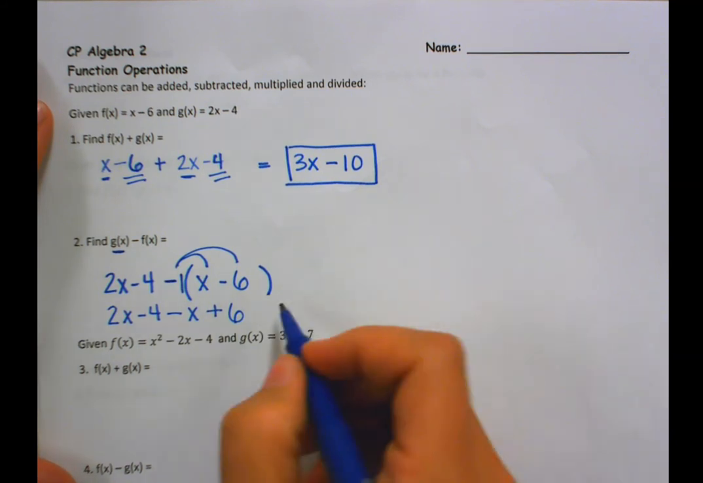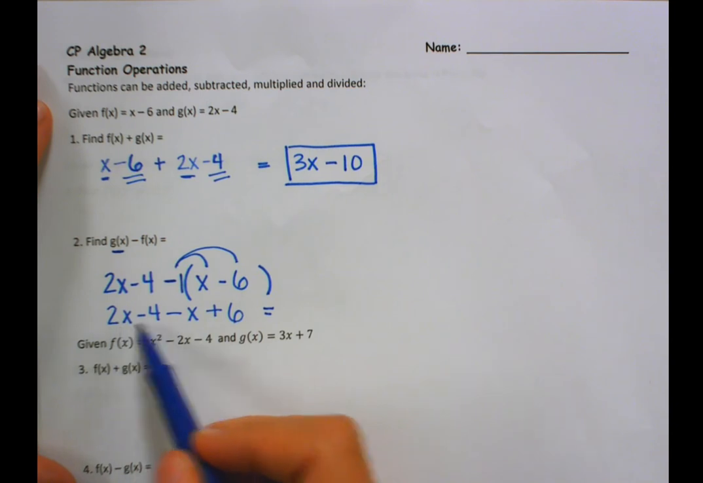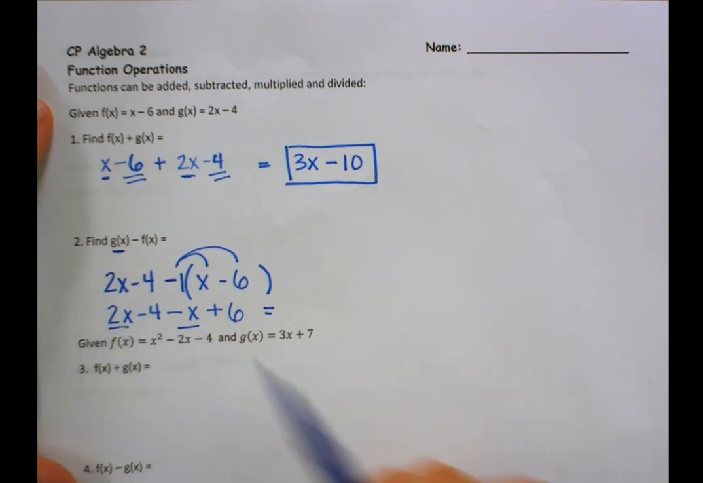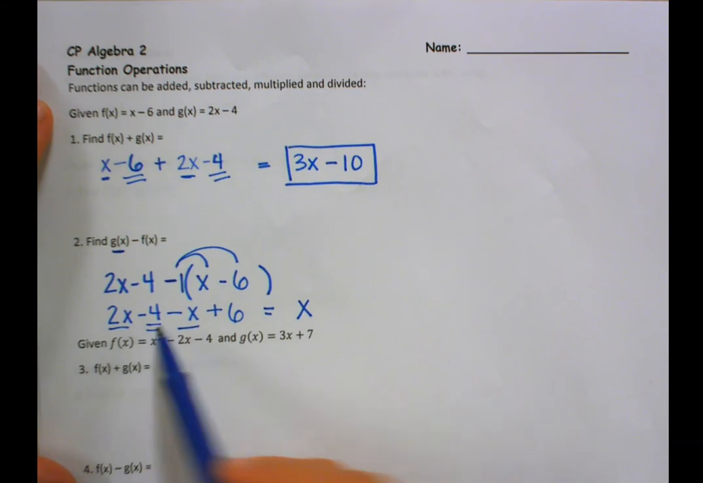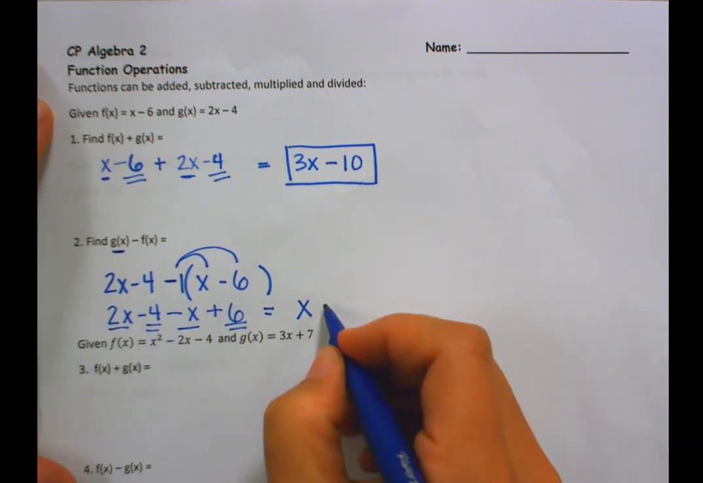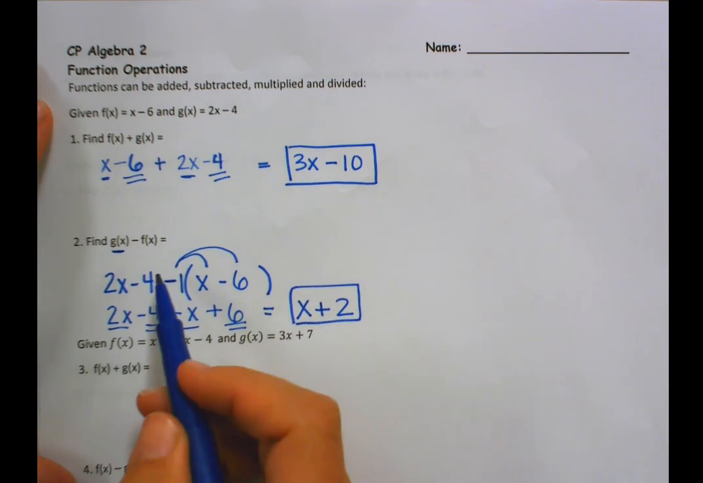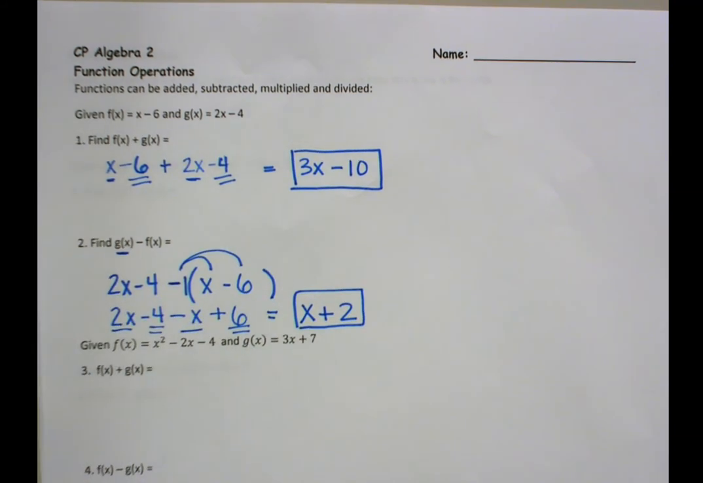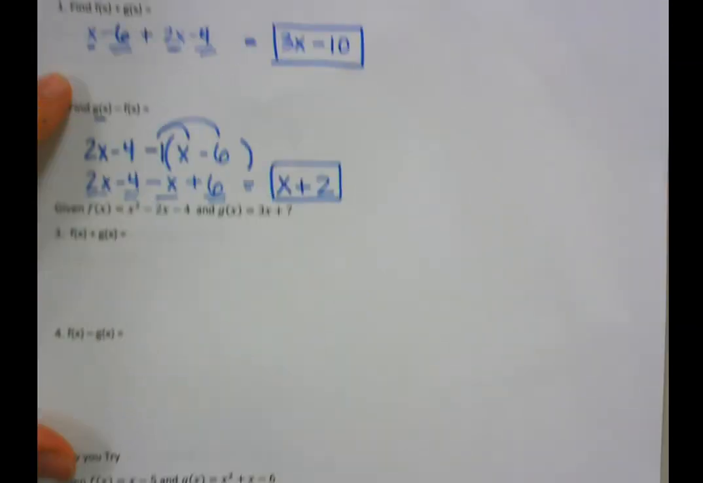So now I've distributed that minus sign to the entire function. And now, just like the addition problem, I'll combine like terms. So I have 2x, and now negative 1x would just leave me with x. And then negative 4 and positive 6 leaves me with positive 2. So when I combine these two functions together with subtraction, I'm left with the function x plus 2. All right, so let's look at the next two examples.